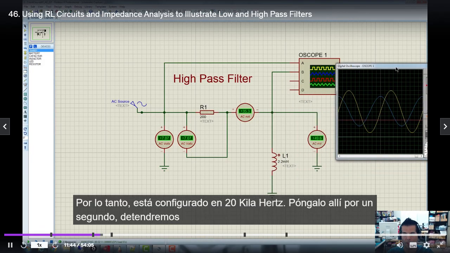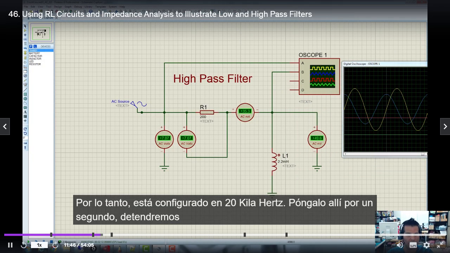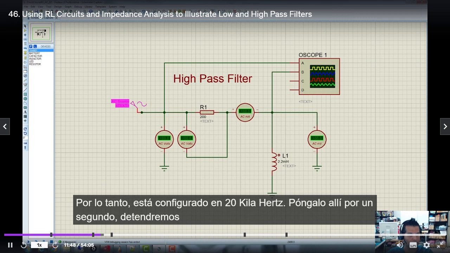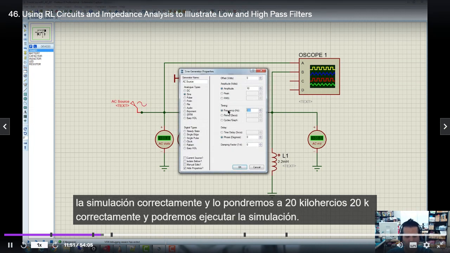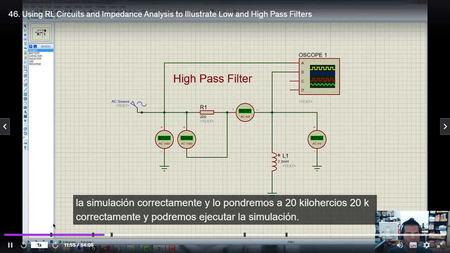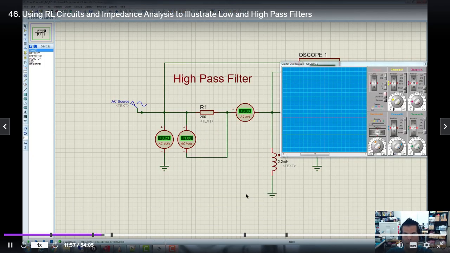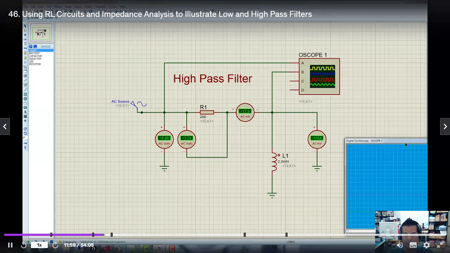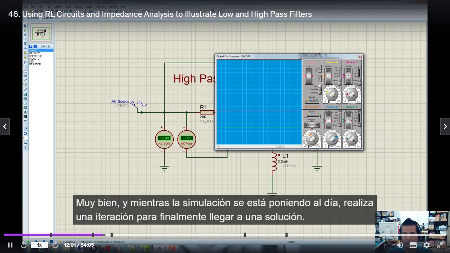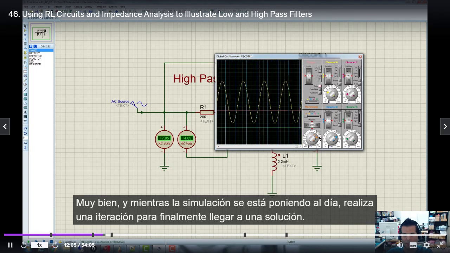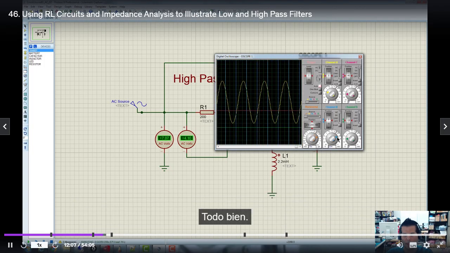All right, so let's set it to 20 kilohertz. We'll stop the simulation. We're going to put this to 20 kilohertz, 20K, and we're going to run the simulation. All right, and while the simulation is catching up, it does iteration to finally get to a solution.